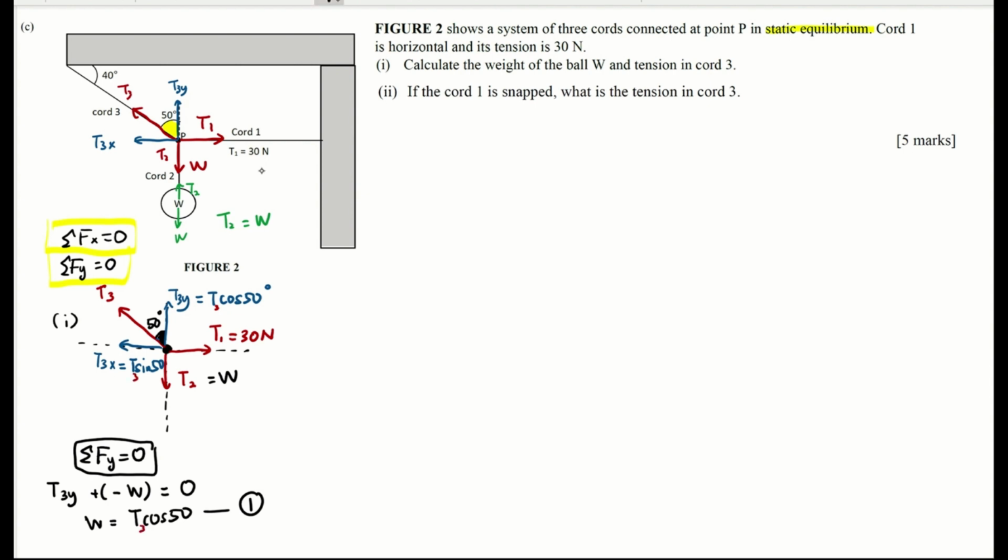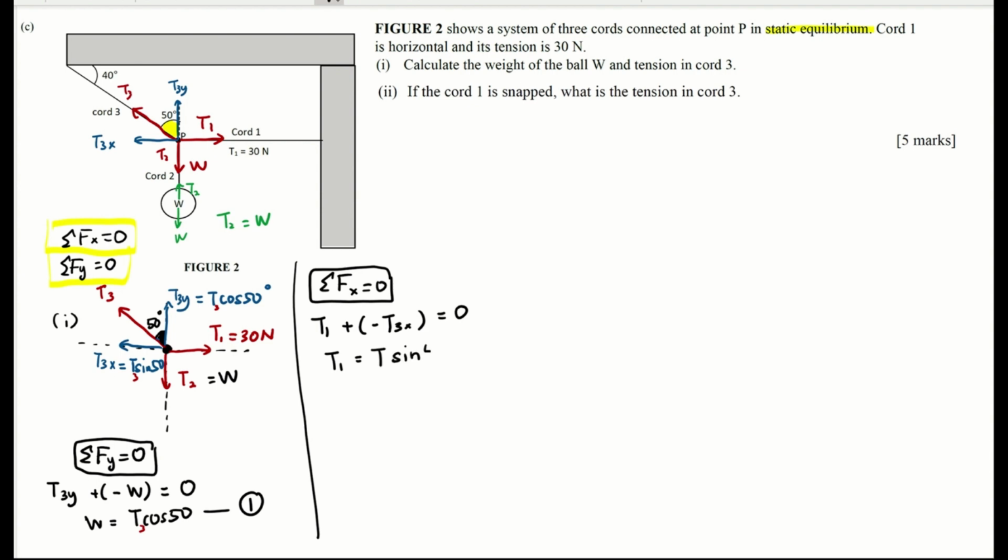Okay, so we proceed to the second part, which is total Fx equal to 0. So X component, ada force apa dekat sini? Ada T1 dan juga ada T3X. So, dia akan jadi T1 to the right positive plus negative T3X equal to 0. So, T1 is equal to T3X, which is T3 sin 50.